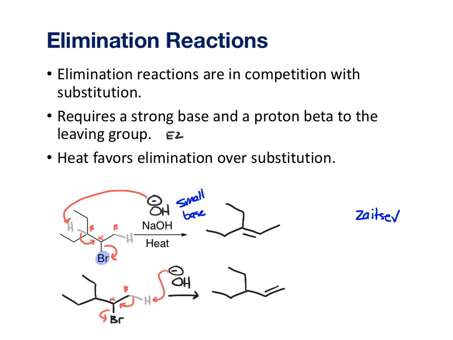So in this case, the double bond for the first product has 1, 2, 3 carbons attached. That's tri-substituted. Versus the double bond below has just 1 carbon attached. That's mono-substituted. This one is the more stable alkene, and this is the major product.